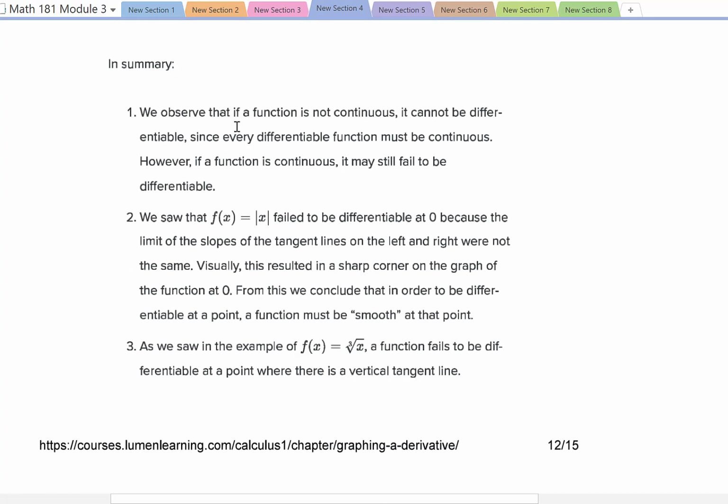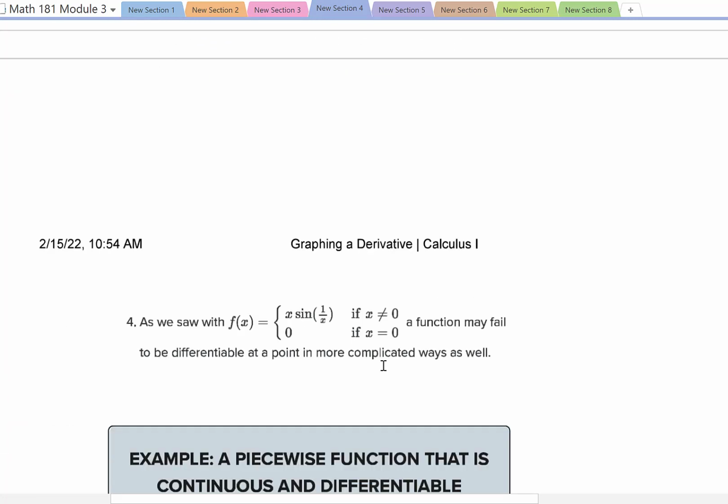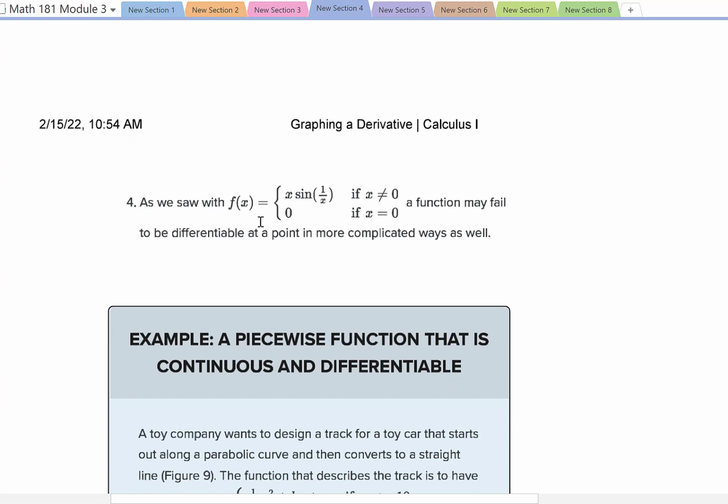So if a function is not continuous, it's not differentiable. But if it is continuous, it may still not be differentiable. And we saw f of x equals absolute value of x fail to be differentiable at 0 because the slopes are not the same at that point, x being 0. And f of x equals the cube root of x fails to be differentiable because you have a vertical tangent line. And then we saw f of x equals x sine of 1 over x is not going to work either.